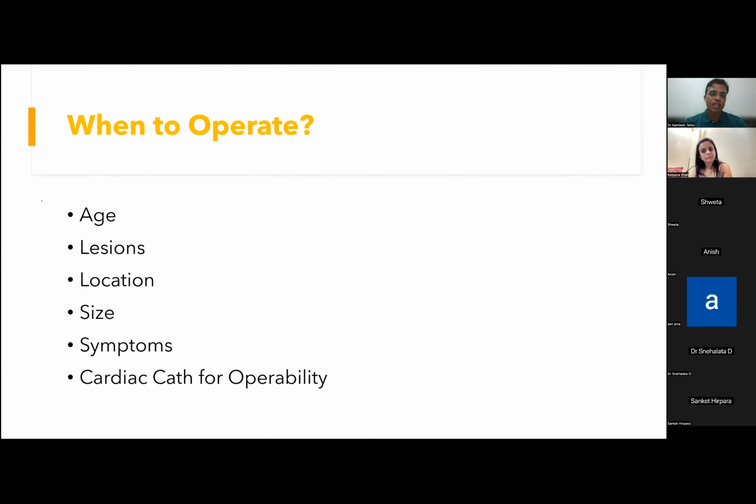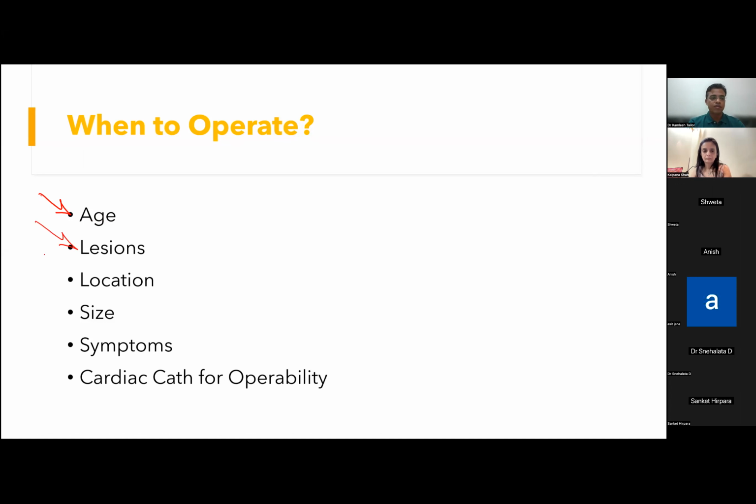When to operate on such kinds of patients? As I mentioned earlier, if there are signs and symptoms, associated problems, AR, Gerbode defects, or large defects, the earlier the presentation, you can operate even within 6 to 9 months or before 6 months also.